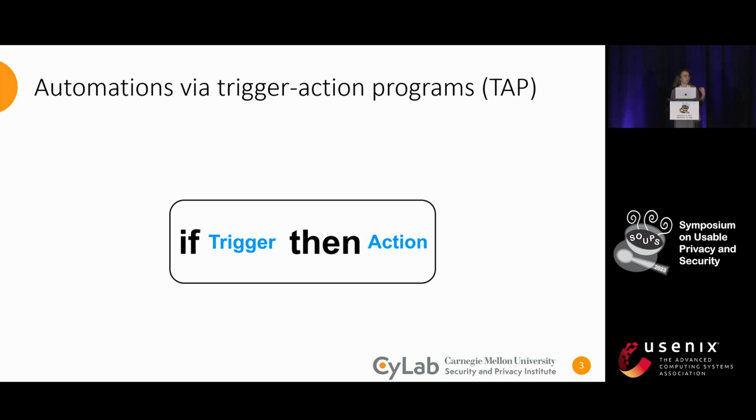For example, the automation on the last slide that I showed very briefly wakes you up slowly in the morning by having your light fade on. We can write this as a TAP rule. If the time is 7 a.m., then begin fading on light. The trigger is the time is 7 a.m. and the action is begin fading on light.